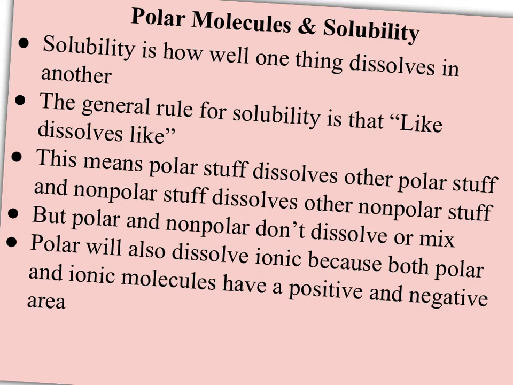Polar also dissolves ionic, because ionic substances and polar substances both have dipoles or charged areas, a positive area and a negative area. So when you think about like dissolves like, you could think that charged dissolves charged, and non-charged dissolves non-charged. So polar and ionic can dissolve each other, and nonpolar and nonpolar can dissolve.